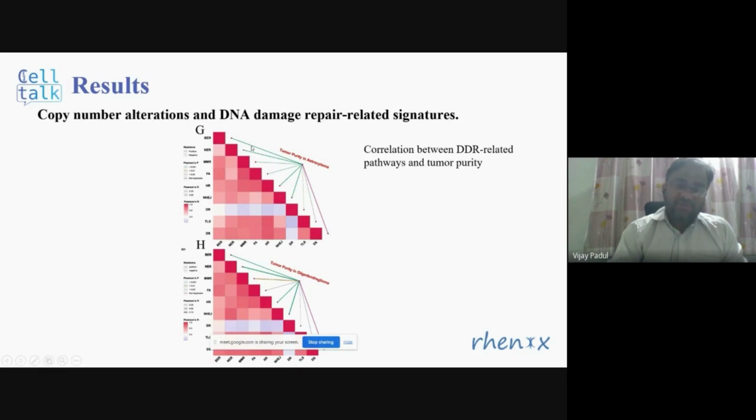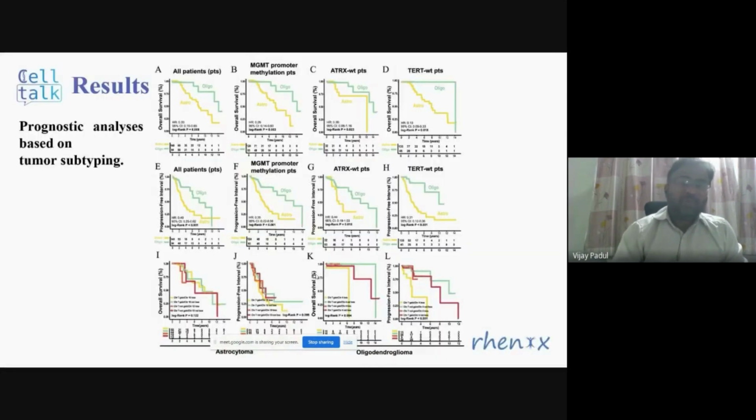So green means that there is a higher correlation, and red means there is a low correlation. So they have found that there is a higher correlation with respect to certain pathways with tumor purity in astrocytoma and also in oligodendroglioma. So here they performed the prognostic significance of these different molecular alterations and their impact on the patient survival.